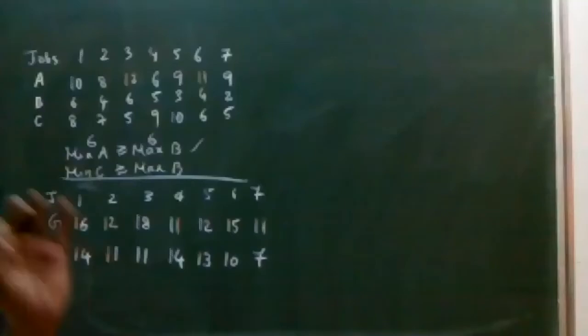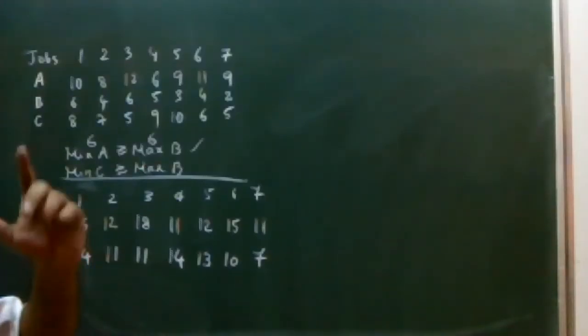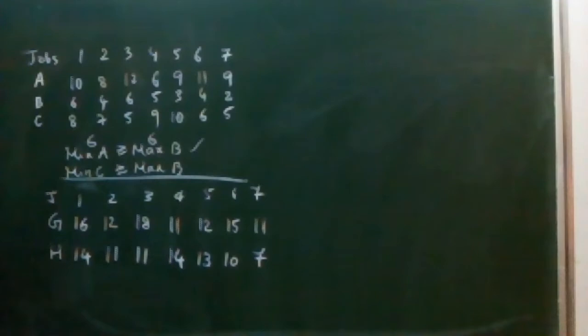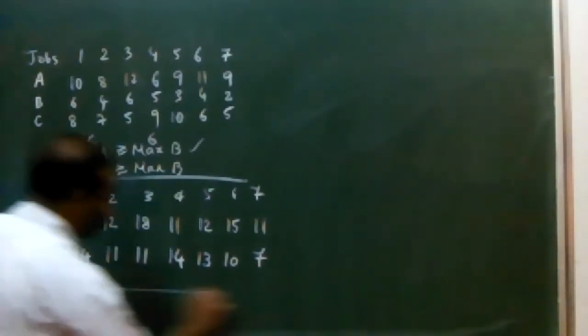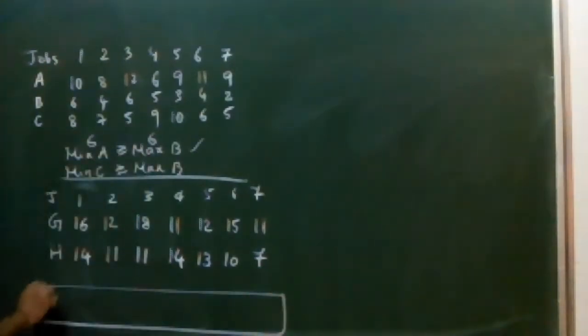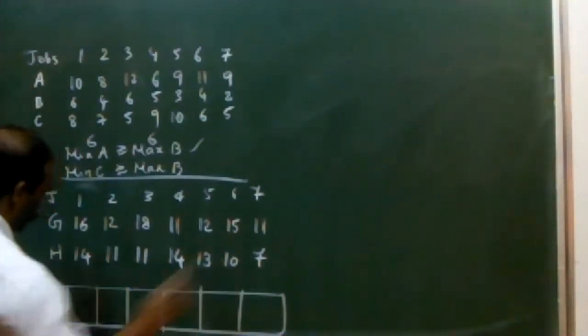So once G and H are obtained, now we are good to go for applying Johnson's rule. Let me write the Johnson's rule table here. Totally there are 7 jobs: 1, 2, 3, 4, 5, 6, 7. Seven jobs are there.